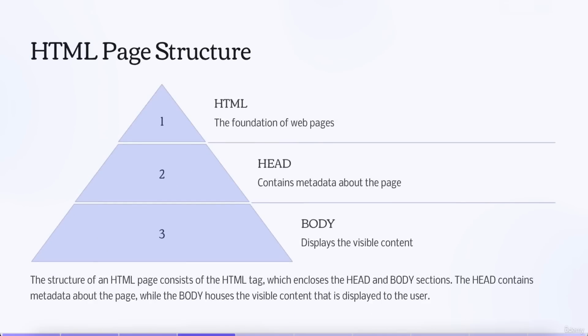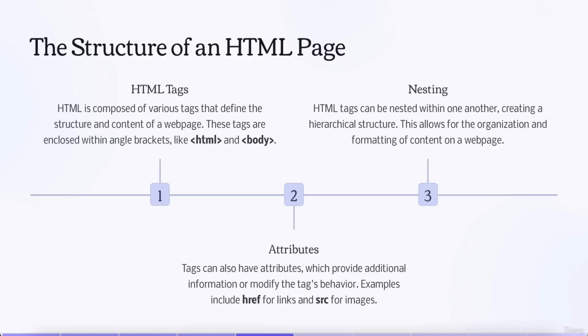The HTML page structure. HTML contains two main parts: the head, which contains metadata about the page, and the body, which displays the visible content. Let's break it down. HTML tags. HTML is composed of various tags that define the structure and content of a web page. These tags are enclosed within angle brackets, like html and body.